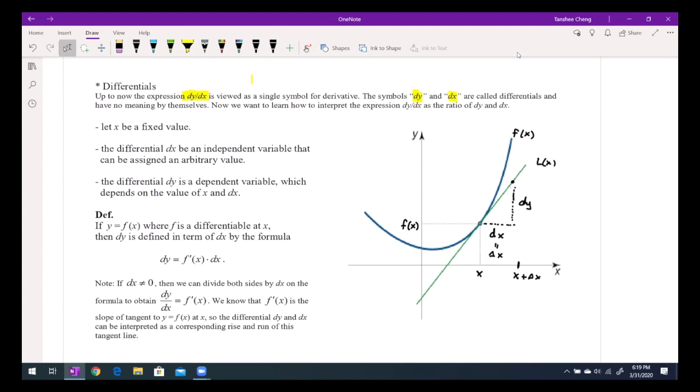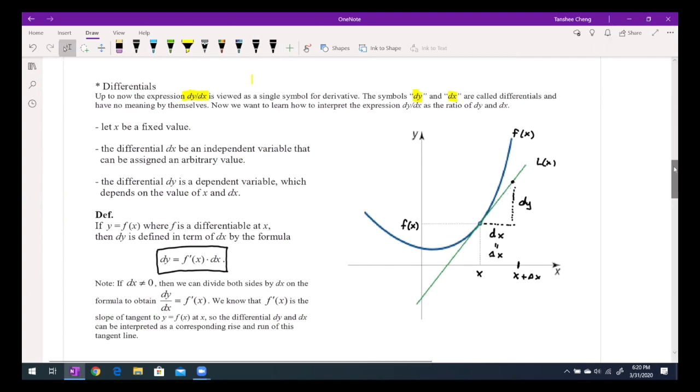Okay, so now we have a new formula here, the differential formula: dy is equal to f prime of x times dx. So we can look at dy over dx as a ratio. Some of us may ask questions like, these are two different values. Now we can interpret it as two different values, and it is an operator.